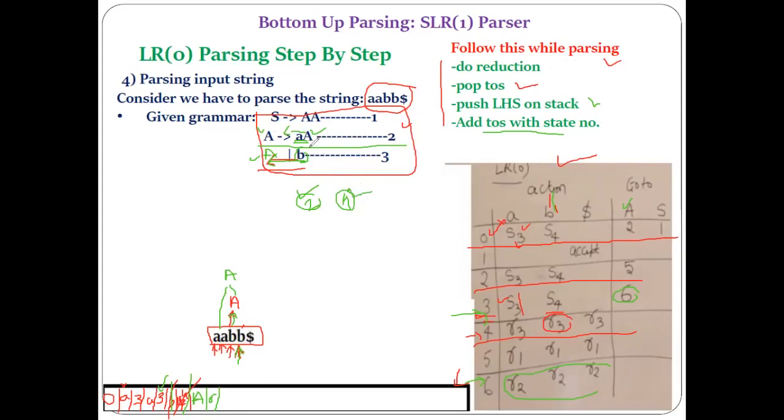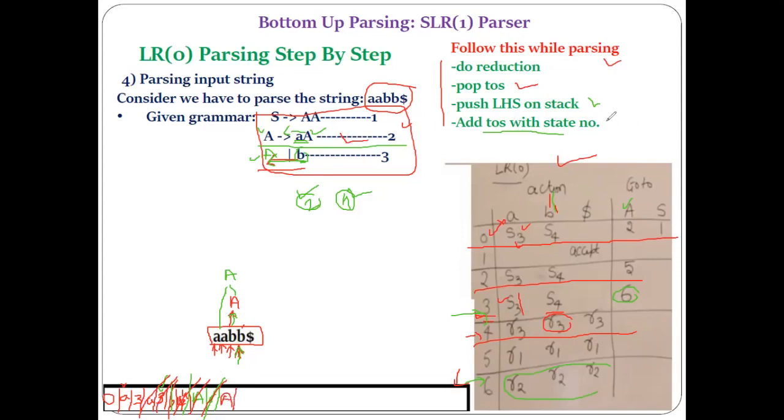Now here our situation is that you are reducing AA to A, so you are reducing 2 symbols to the LHS. How many entries do you have to pop from the top of the stack? 4 entries. Which 4 entries? This one and this one: 1, 2, 3 and 4. Then next is push the left hand side on the stack. What is the left hand side of this production number 2? A. So we'll push A on the stack.